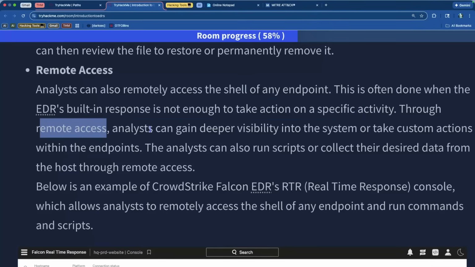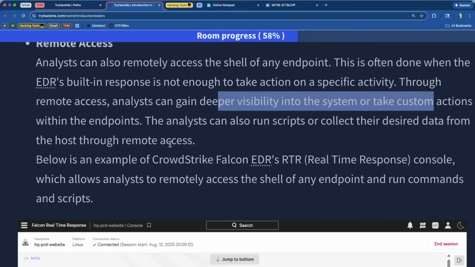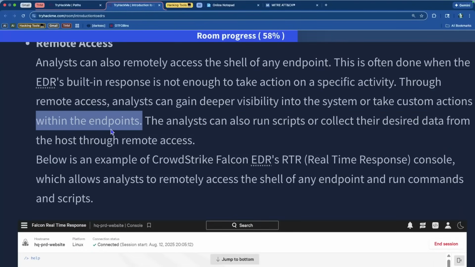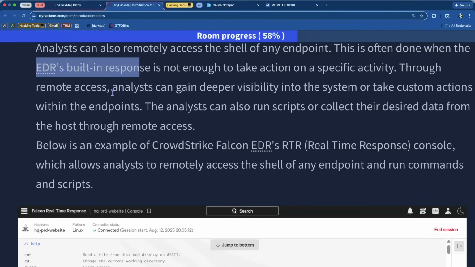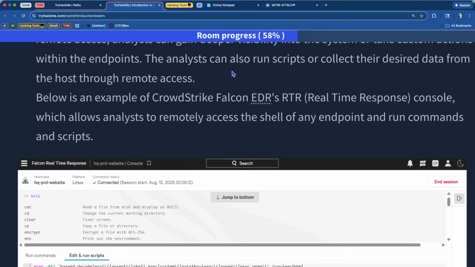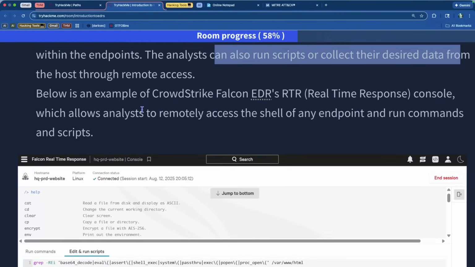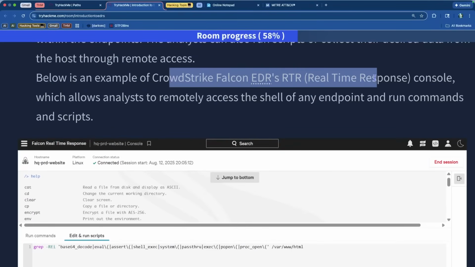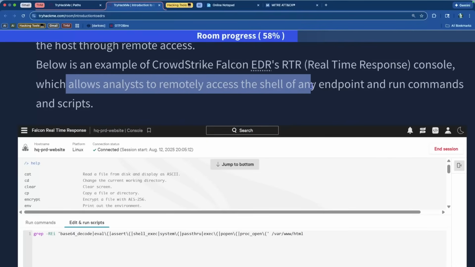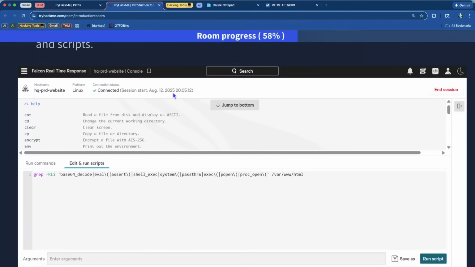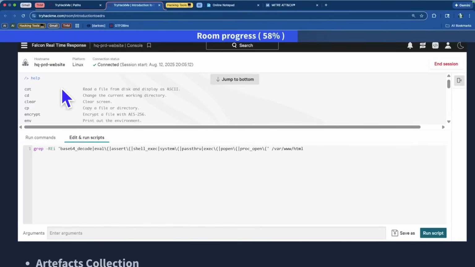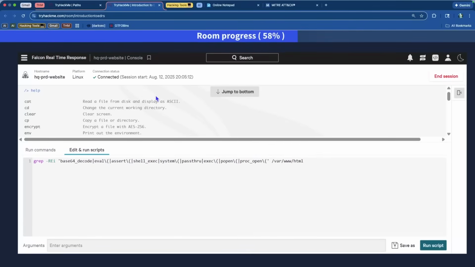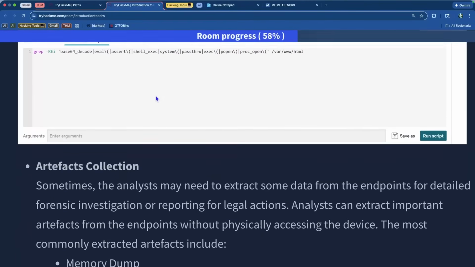And through remote access, we can gain deeper visibility in the system or take custom actions within the endpoints that are not available through the EDR's built-in responses. We can also run scripts or collect desired data. And this is what it looks like when we do CrowdStrike Falcon Real-Time Response, which also allows analysts to remotely access the shell of any endpoint. So we can see this right here. Again, we have Linux, and then right here we have the execution that we can potentially run once we actually have that connection.